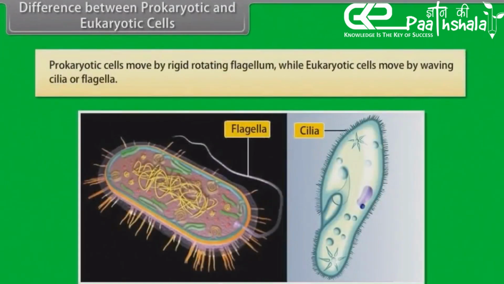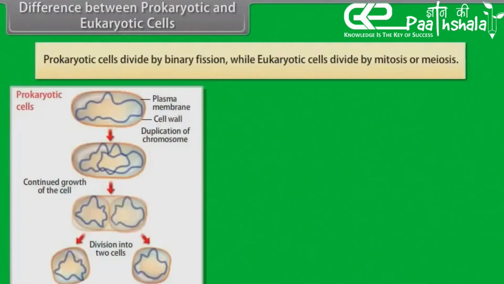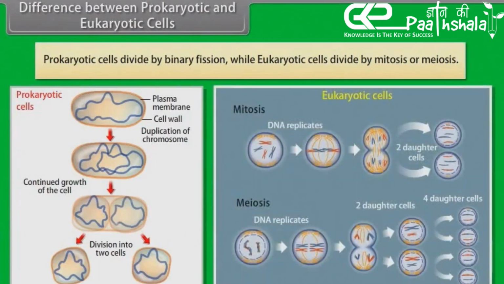Prokaryotic cells move by a rigid rotating flagellum, while eukaryotic cells move by waving cilia or flagella. Prokaryotic cells divide by binary fission, while eukaryotic cells divide by mitosis or meiosis.